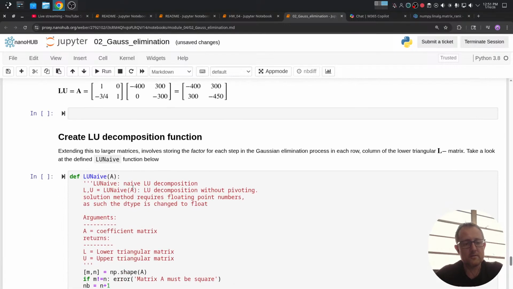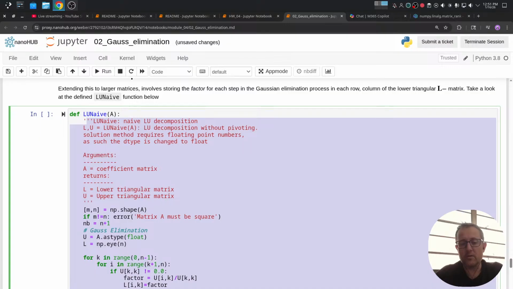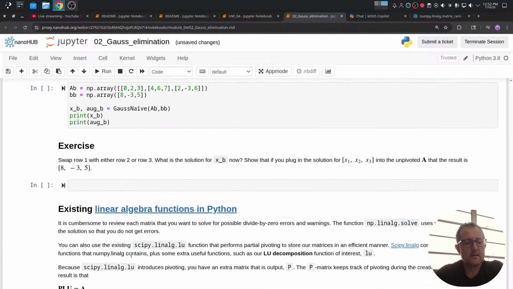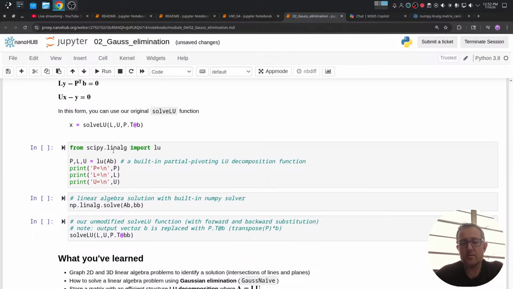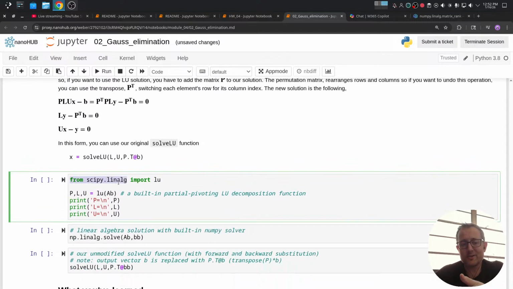And then coming down, here's a naive LU decomposition. It's saving the upper triangular matrix and then saving those factors in the lower triangular matrix. But if you're not using those simple methods from the reading, it's usually better to just import this LU decomposition from SciPy, and it already has partial pivoting in there.